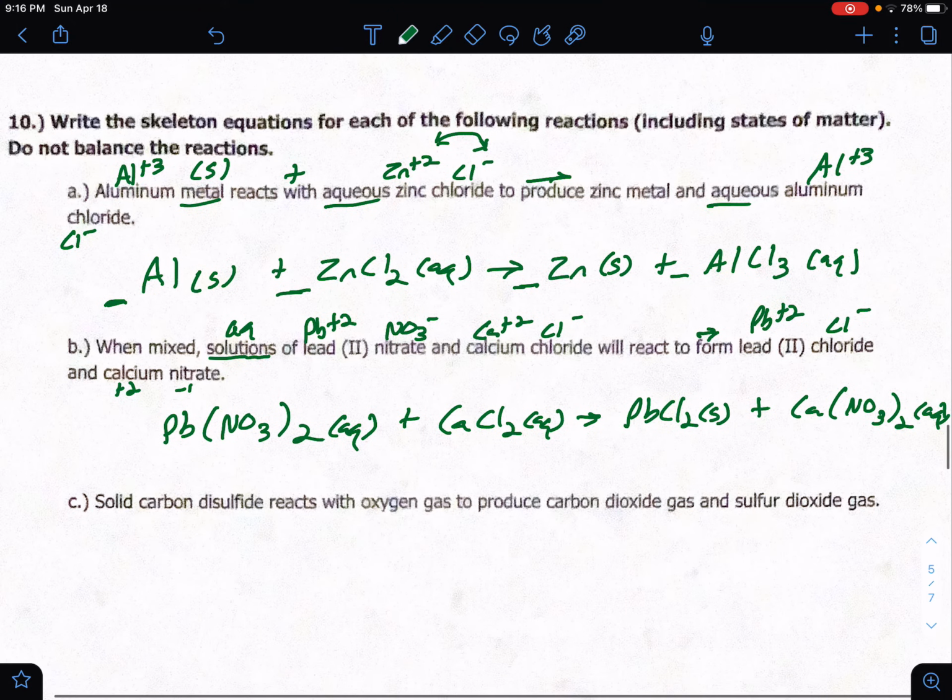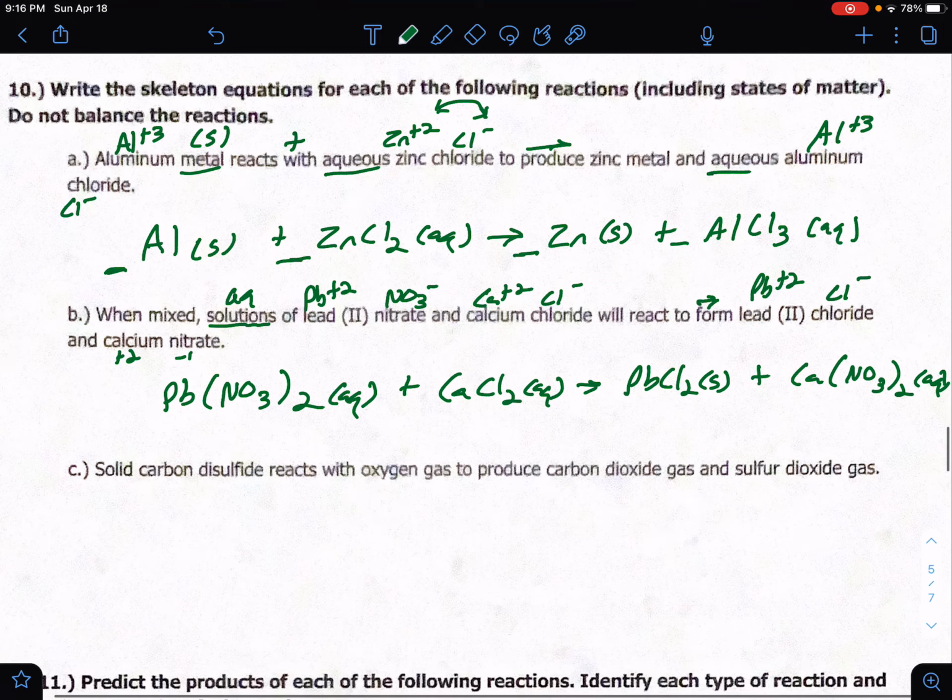And that's it. Okay, solid carbon disulfide. So this would just be 1 carbon disulfide, so CS2. Reacts with oxygen gas. So remember, oxygen is part of that Brinkelhoff, so you can't just put O. This has to be O2. And that's a gas.